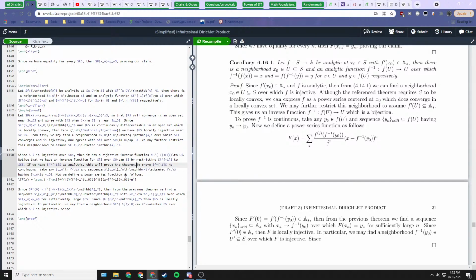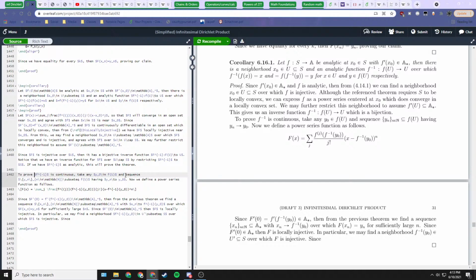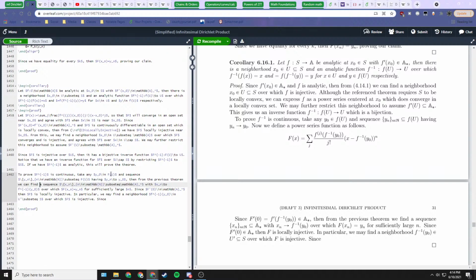Okay, so to prove f inverse is continuous, take any y0 in this image, capital F of U, and a sequence yn in capital F of U having yn tend to y0. Then from the previous theorem, we can find a sequence xn in A star with xn going to capital F inverse y0, over which f of xn equals yn for sufficiently large n.